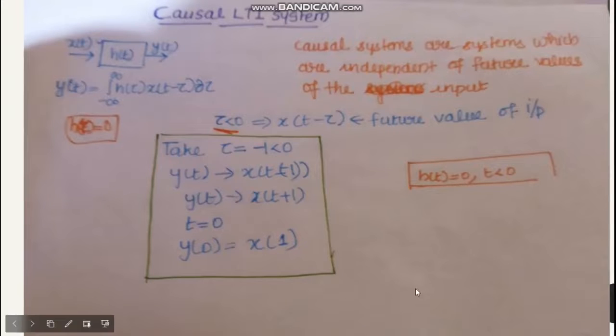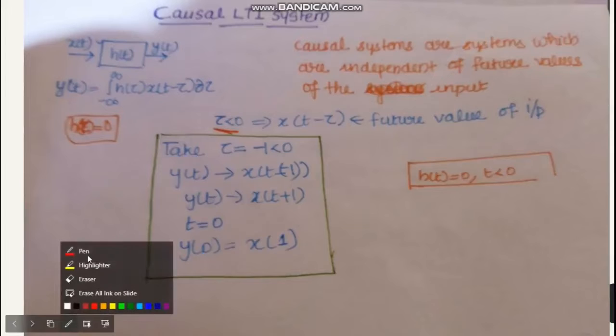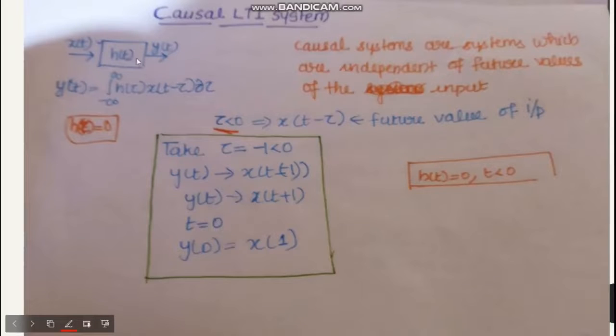Consider a system which has an input x of t and its output is y of t, and the impulse response is h of t. Remember, in the first video we learned about continuous time LTI systems. In it we said y of t can be represented as x of t convolution h of t. So how will it be? y of t is equal to the integral from minus infinity to infinity of h of tau x of t minus tau d tau, right? Now, what is basically a causal system?